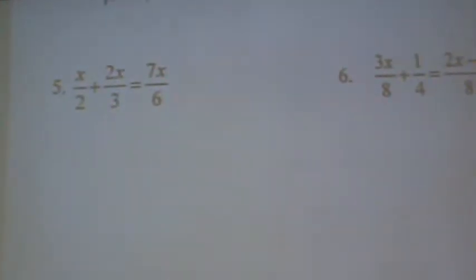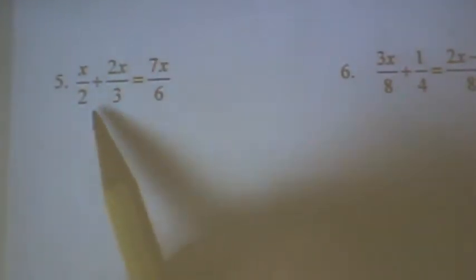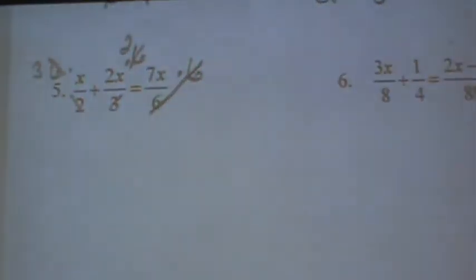Number 5. Now we're actually going to be multiplying to cancel out on our bottom. So for this first one, we're going to multiply through by 6. When we multiply through by 6 here, 2 goes into 6 3 times. Here, 3 goes into 6 twice, and here the 6's cancel out.